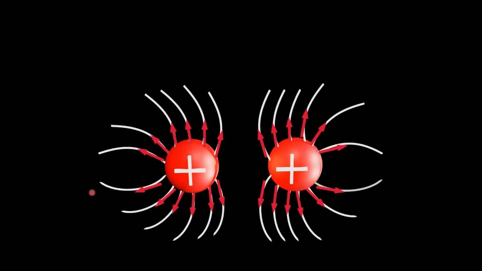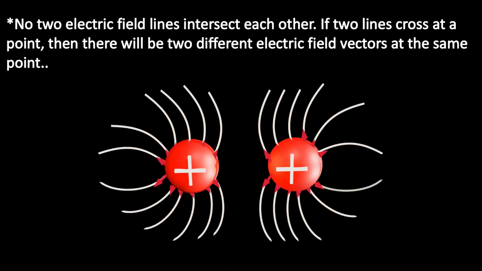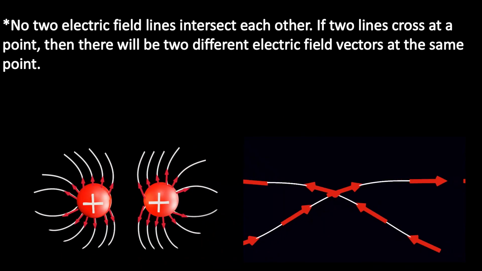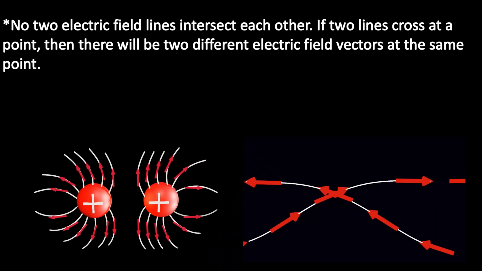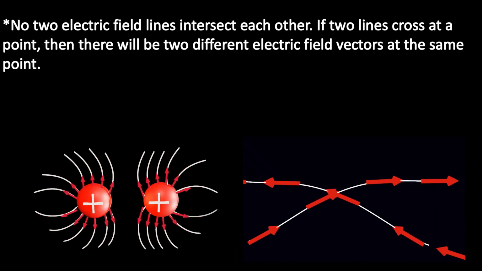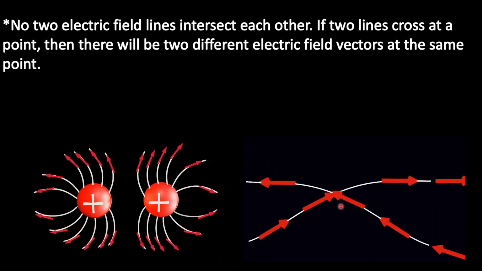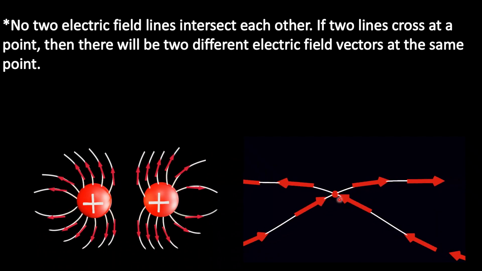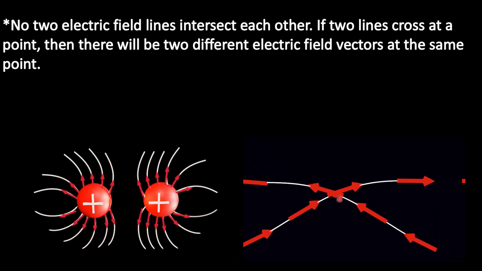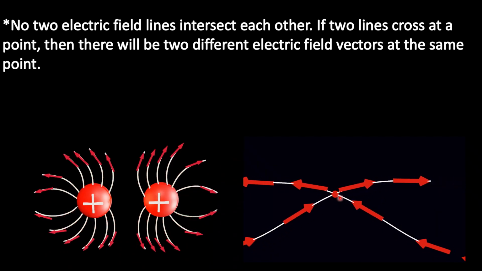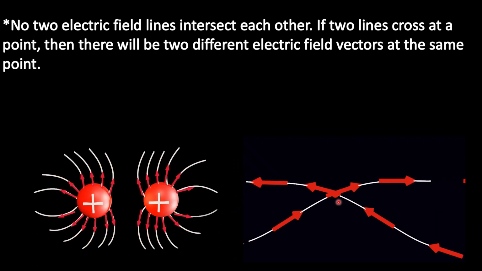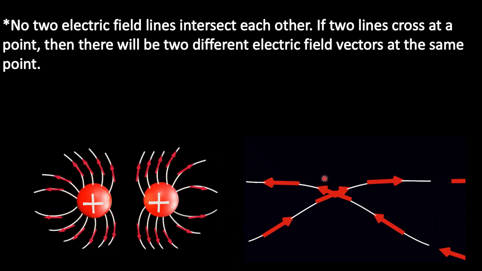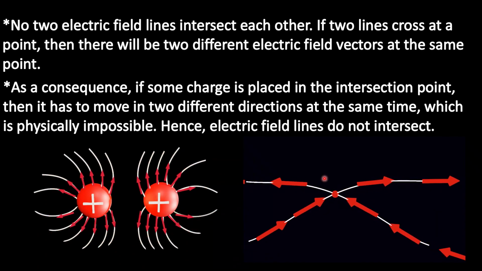No two electric field lines intersect each other. If two electric field lines intersect each other, what happens? Let us consider the intersection of these two electric field lines. If we keep a point charge at the intersection, this point charge will have two electric field directions. But it is not possible because a unit charge should have a single electric field direction, so no two electric field lines intersect each other.